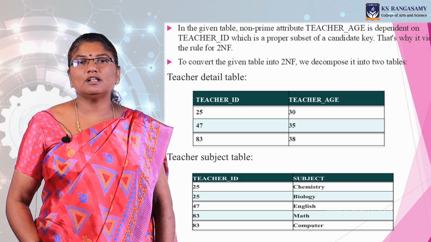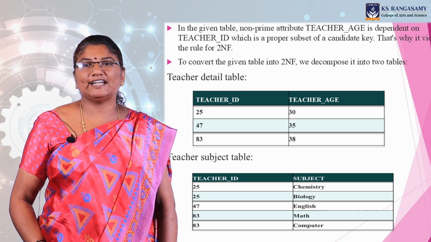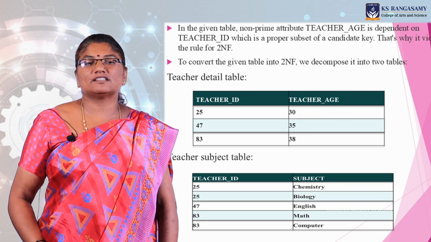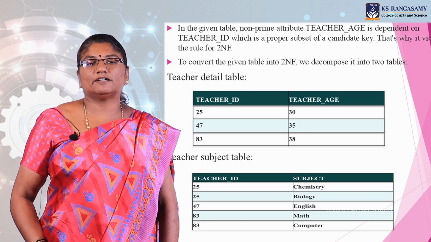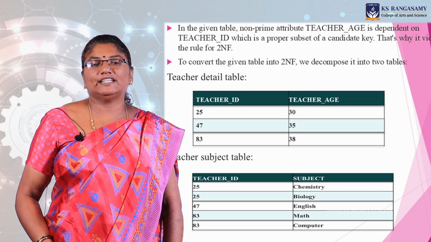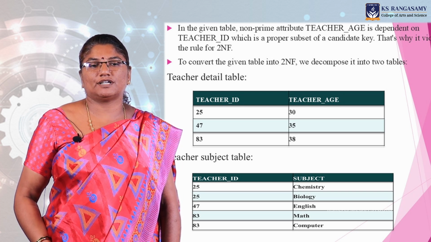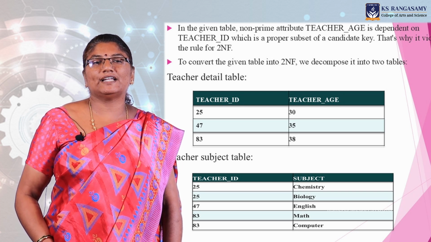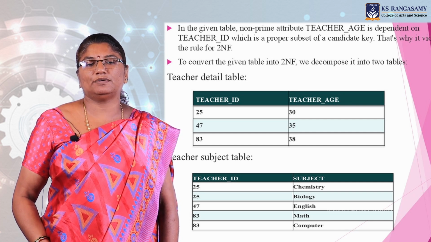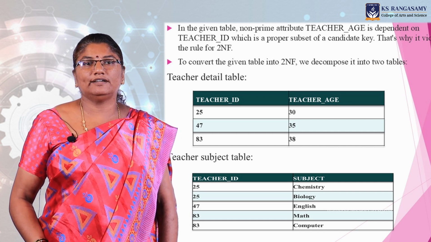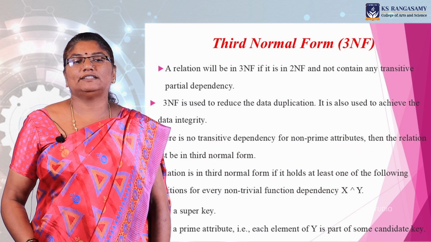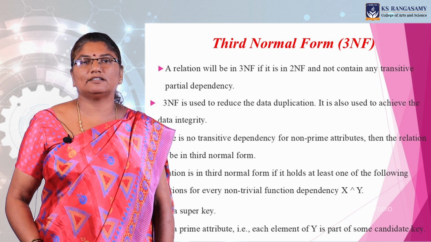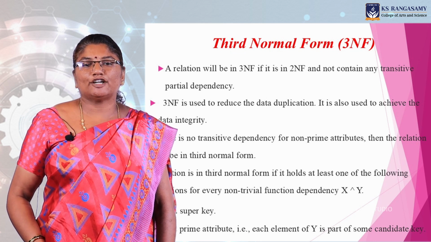The first table is a teacher detail table, which has teacher ID and teacher age. The next table is a teacher student table, which has teacher ID and subject. So in the second normal form, the table is split, decomposed into 2 tables, that is the teacher detail table and the teacher student table. Next you are going to see the third normal form. In this, the relation should be in the third normal form, and it should be in the second normal form also.